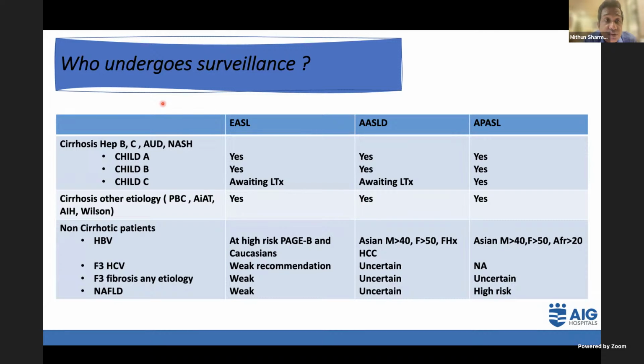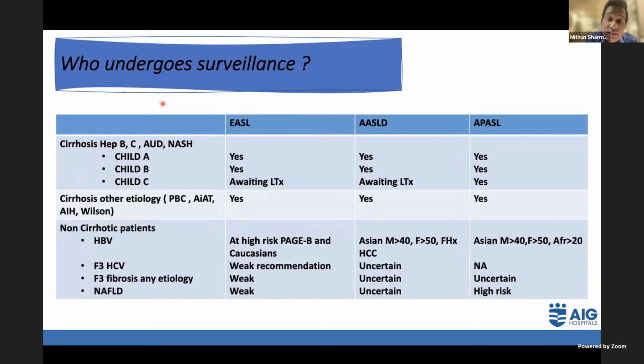So in patients who are cirrhotic, Hep B, Hep C, or patients with cirrhotic NASH or alcohol use disorder, Child A and Child B, it's very clear, everyone believes that they should be under surveillance because we can save lives, we can reduce disease morbidity as well as mortality. But in patients of Child C, the EASL and the AASLD believe that surveillance is only justified if the patient has been listed for transplant.